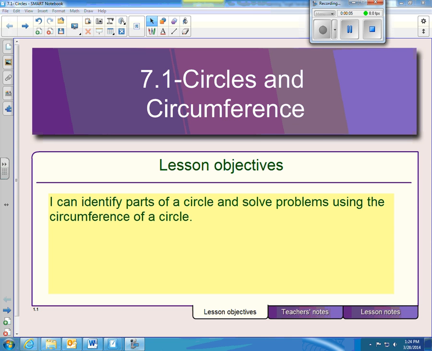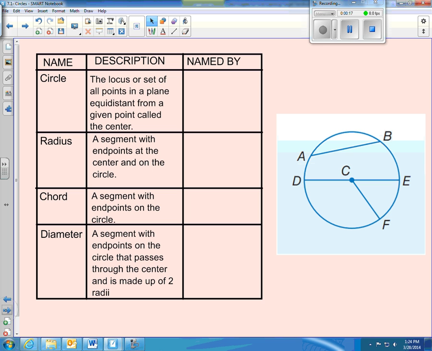We are going to start Unit 7, and our first notes are going to be on circles and circumference. Our learning target today is: I can identify parts of a circle and solve problems using the circumference of a circle. So we're going to go a whole new direction here, and we're going to start talking about circles. So let's just talk about, well, what is a circle?